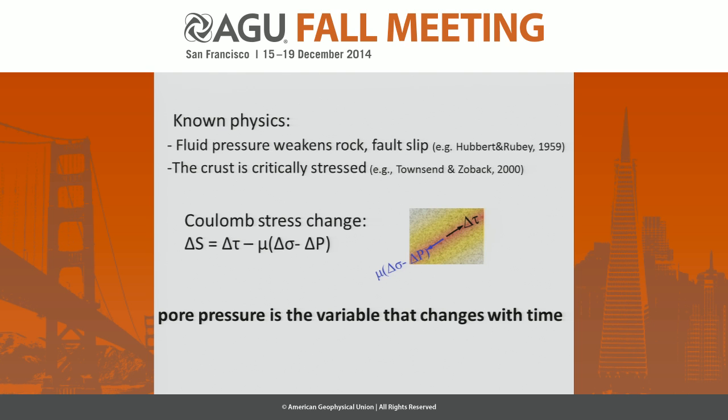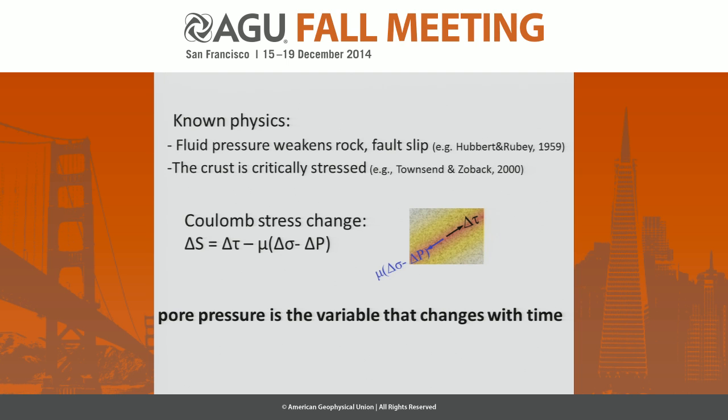The basic physics we have all known for more than 50 years now, and the two key points are that fluid pressure weakens the rock and then causes fault slip. That's a classic paper in the 1950s, and there are many other papers afterward. Then the further work is that we assume that the crust is critically stressed.